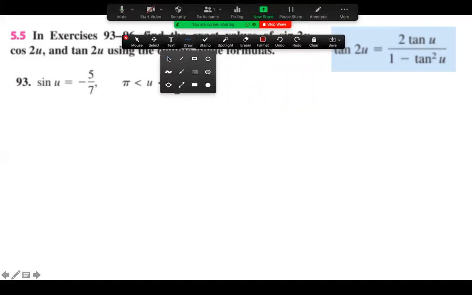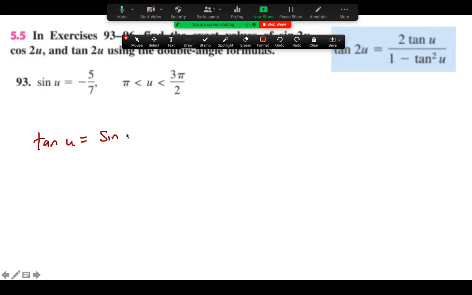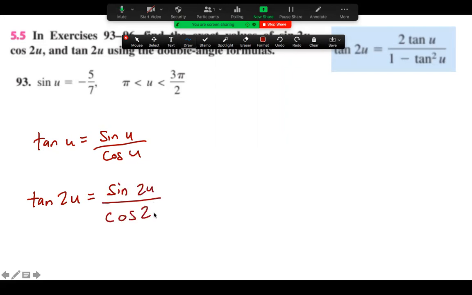Remember that tangent is just sine over cosine. So it follows that tangent of twice an angle is equal to the sine of twice the angle over cosine of twice the angle. We already have these two values from the prior two steps.